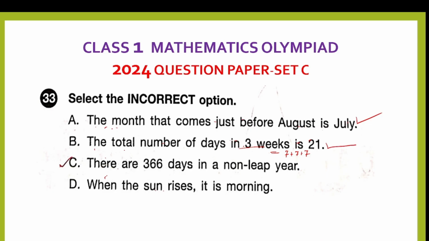Now statement C is there are 366 days in a non-leap year. So this is a wrong statement because in a non-leap year there are 365 days. Therefore, the answer for this question is option C. We can also verify option D, that is when the sun rises it is morning, and this is actually a true statement.